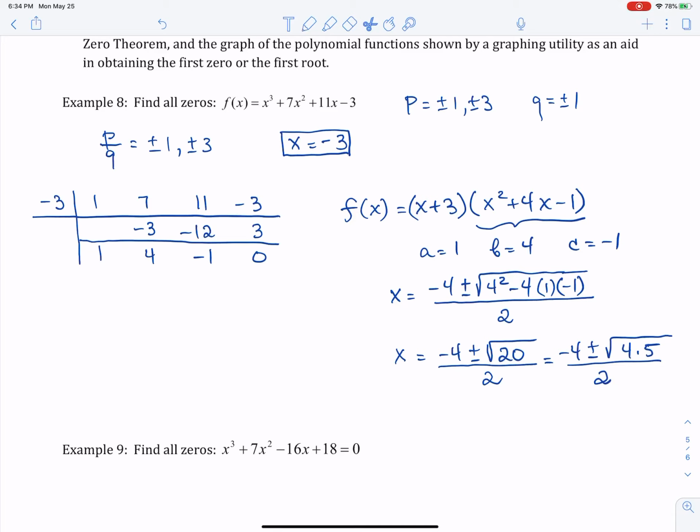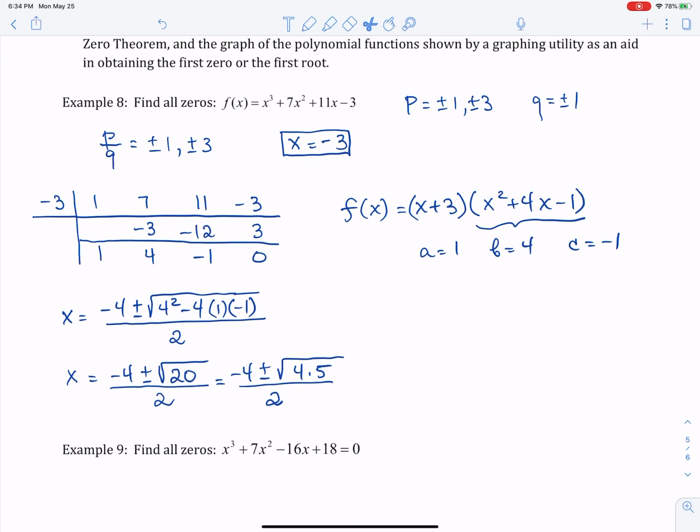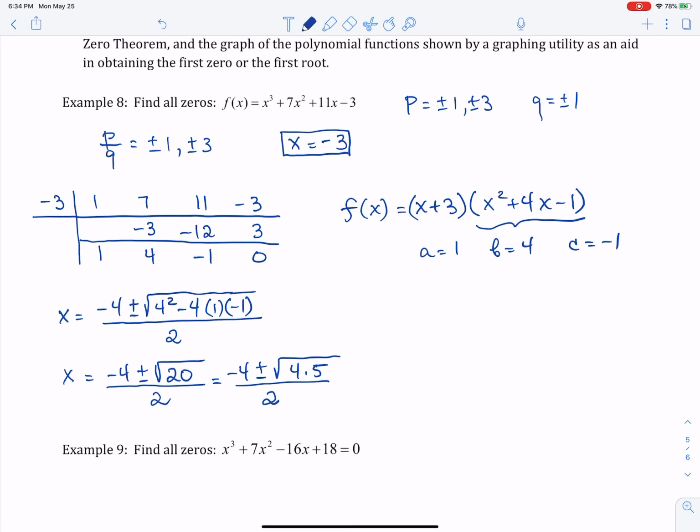So I'll have to move that here to be able to finish my problem in a correct way. That's the same as -4 plus and minus 2 times square root of 5, both of those divided by 2. So altogether the last two zeros would be -2 plus and minus square root of 5. And we were able to find all three solutions.